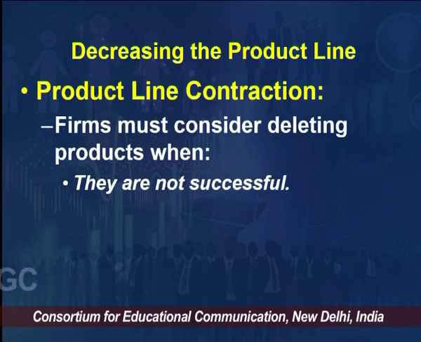Then comes the second alternative, that you have decided to decrease the product line. Here we are using a technical term called product line contraction. This is a very tough decision for a marketer to take, but firms must consider deleting the products when they are not successful. It is always good to eliminate the products which are not successful. Why carry the burden of a product which is not so good, which is not accepted by the customers? We are there to stay relevant in the marketplace. So whatever is irrelevant, redundant, we need to weed it out.